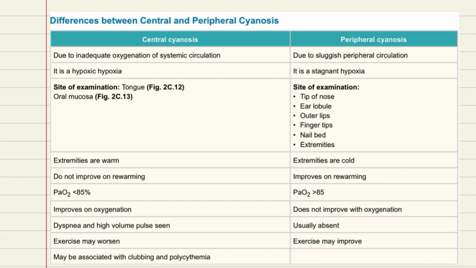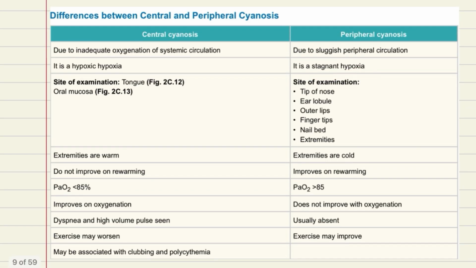Central cyanosis is due to inadequate oxygenation. Peripheral cyanosis is due to sluggish peripheral circulation. Central cyanosis is hypoxic hypoxia. This is stagnant hypoxia. Then we have the sites of the examination, which I already told. In the central cyanosis, we appreciate the tongue, the oral mucosa. But in case of the peripheral cyanosis, we see the tip of the nose, ear lobule, then the outer lip, fingertips, nail bed, and the extremities.